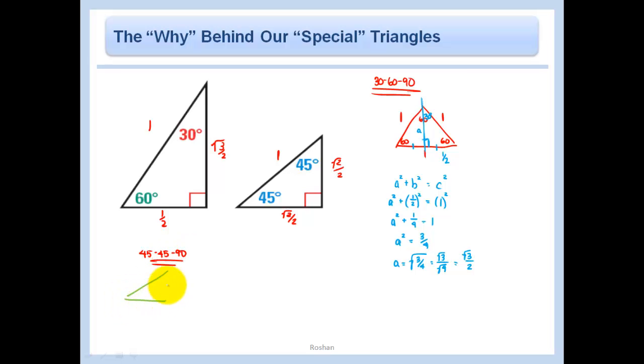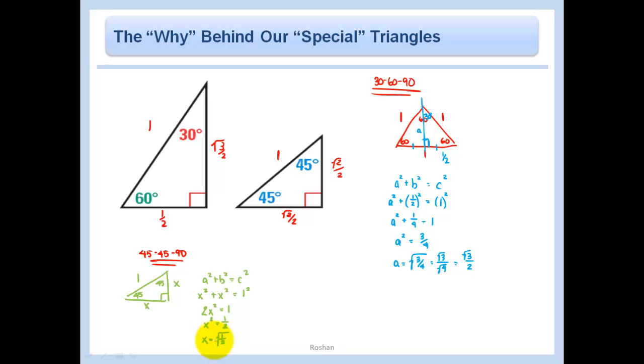So in this case, we know this is 1, this is 45, and this is 45. Well, since these angles are equal, then their side lengths must also be equal. And so in this case, we have a squared plus b squared equals c squared just becomes x squared plus x squared equals 1 squared. 2x squared equals 1. Divide both sides by 2. X squared equals 1/2. X equals root 1/2.